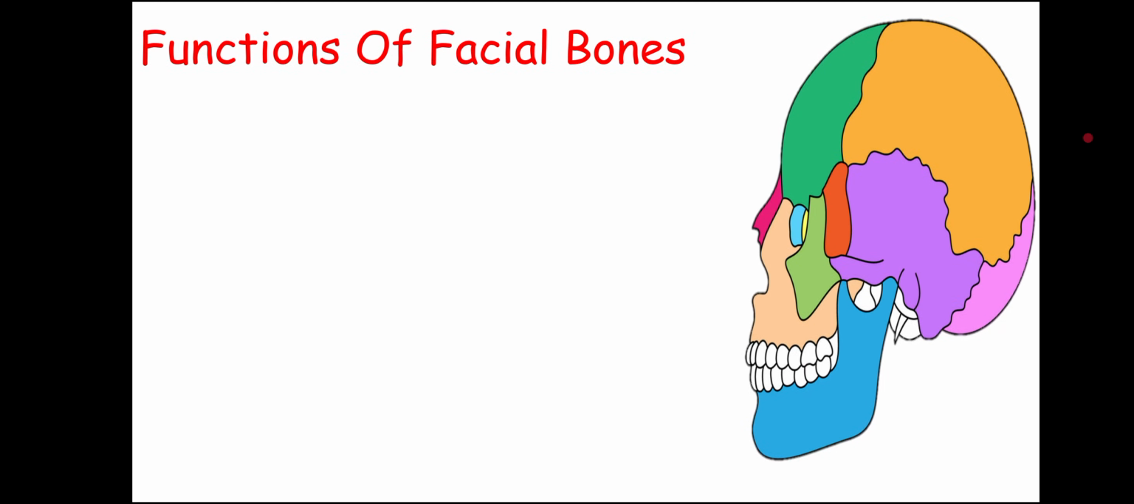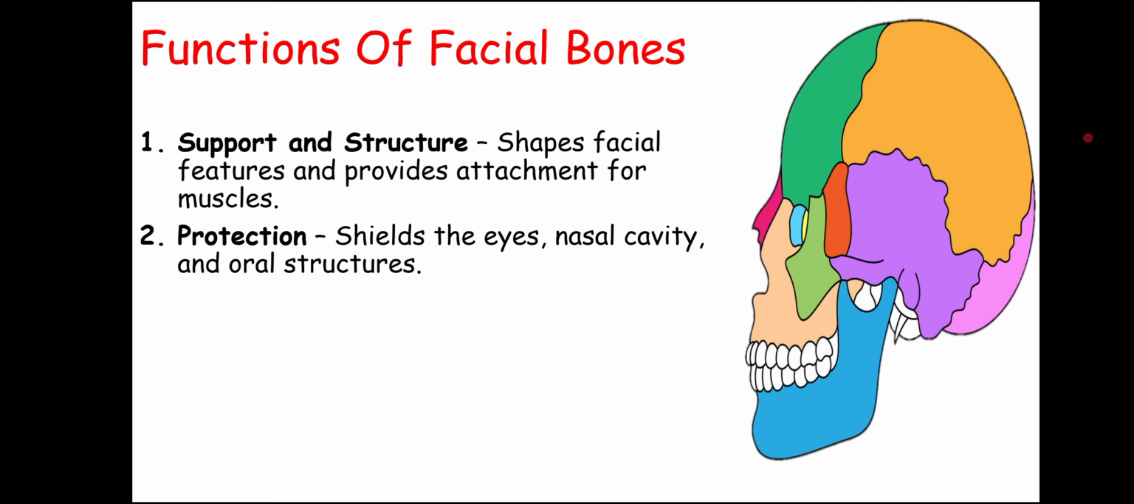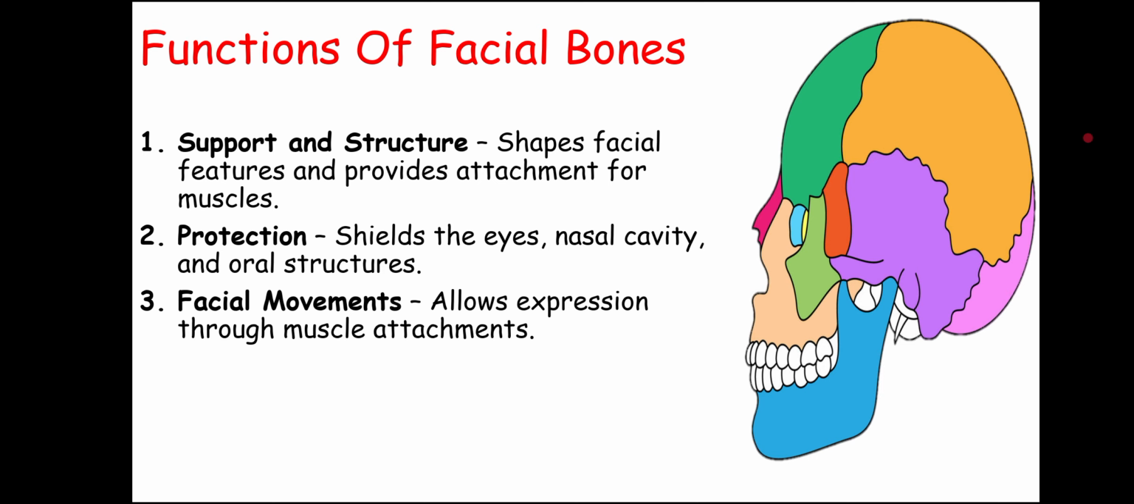Now let's talk about the functions of facial bone. The first function facial bones do is support and structure. As a facial bone shape facial features and provide attachment for muscles. The second function is protection as they shield the eyes, nasal cavity and oral structures from outside environment. The next function is facial movements as these bones allow expression through muscle attachment.